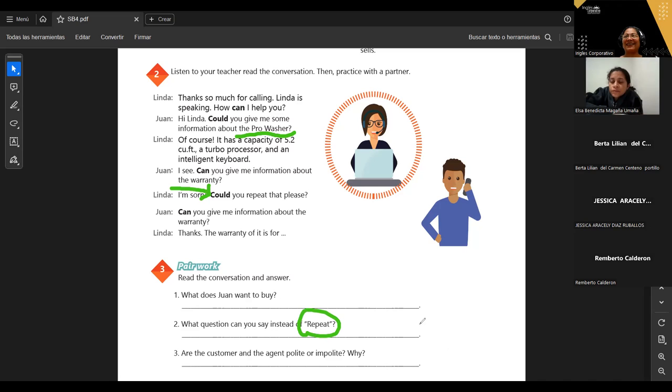Can you see the problem? I thought that you were going to say, right? Can you see your question? No, because you didn't understand the question. Pero le quiere pedir que le repita, pero sin decir repetir.